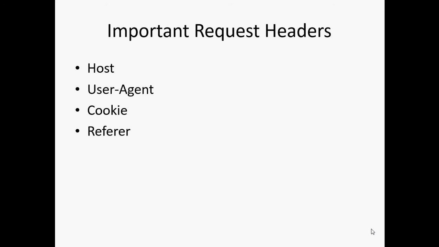Cookie. This is an HTTP cookie previously sent by the server with the set cookie response header, which we'll talk about more later. Referrer. This is the address of the previous web page from which a link to the current requested page was followed. If your site was linked to by a different site, the referrer can tell you where people are coming from.